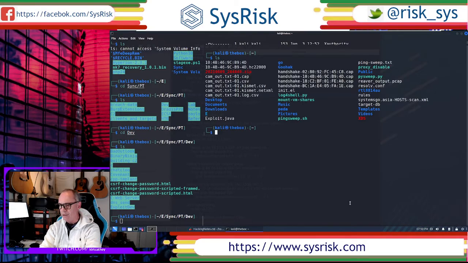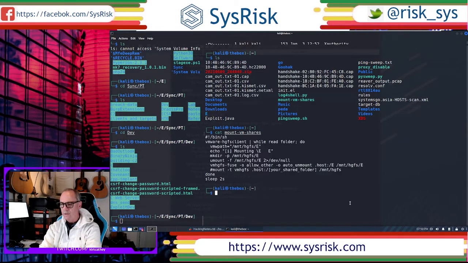So what I wanted to share was mount VM shares. This is just a simple script that I use. Of course, within VMware, I create the mutual drive with the host system. But then wherever I want to mount that, for some reason, when you set it up to auto mount when you start up Kali, it doesn't seem to work for me. So I need to have this script one way or the other.